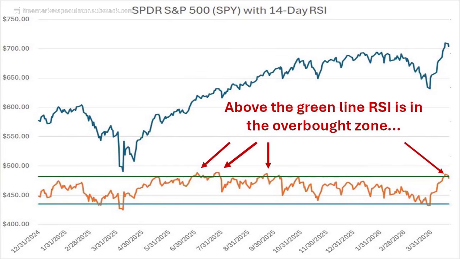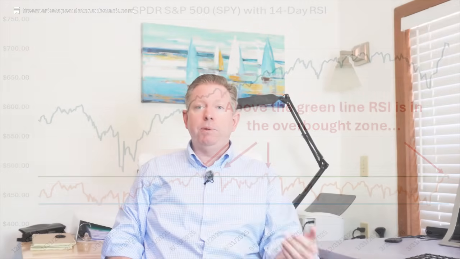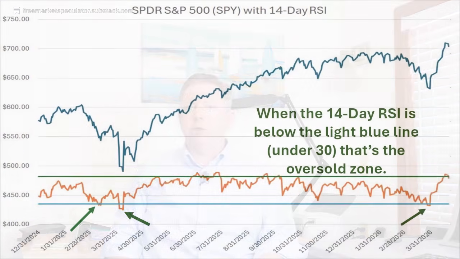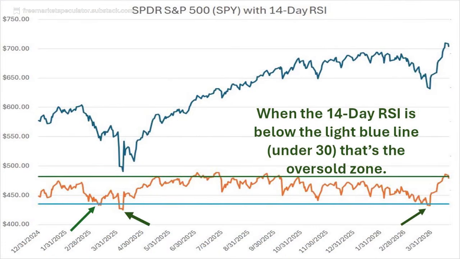Now the light blue line on my chart here is the 30 level for RSI. And when it dips below that, we're in the oversold zone. So I've marked some examples of an oversold RSI reading over the same period here on the chart with green arrows this time. Examples of oversold readings include the big sell-off amid the tariff panic a little over a year ago in April 2025, as well as this year in late March of 2026.